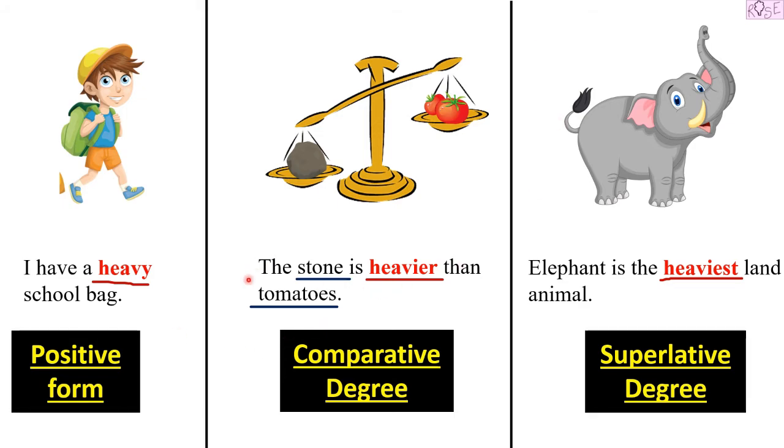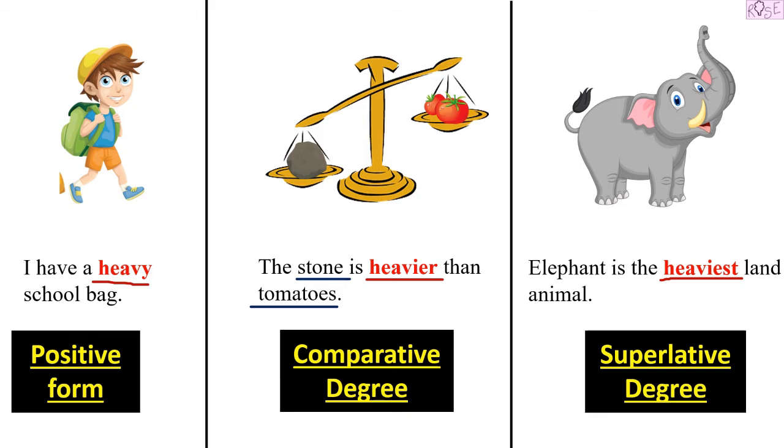In the next one, where we said the stone is heavier than tomatoes, we are comparing two things, stone and tomatoes. So here we have used the comparative degree of adjective, that is heavier. In the last sentence, elephant is the heaviest land animal, we have used the superlative degree because we are comparing elephant with the rest of the animals, one thing with all the other things. So these are the degrees of comparison of adjectives.